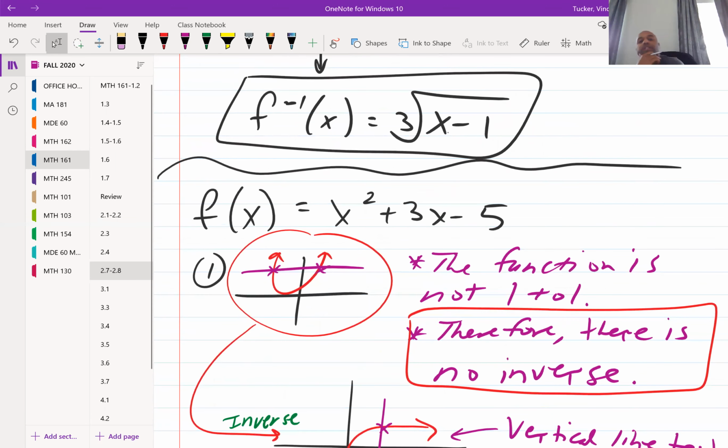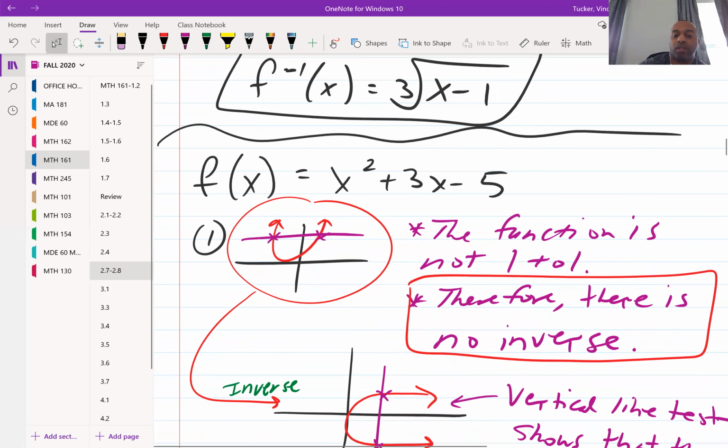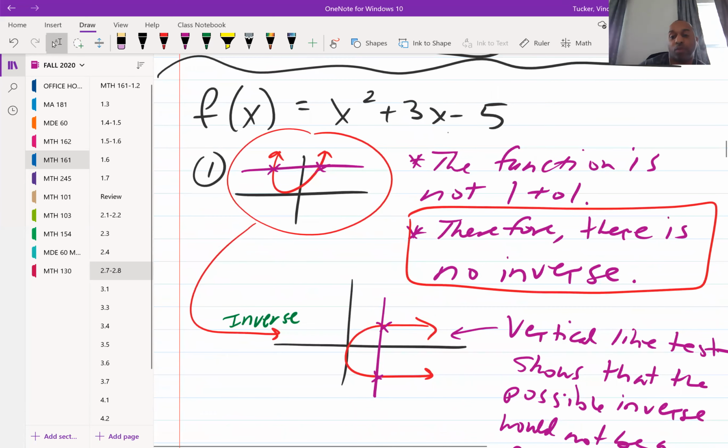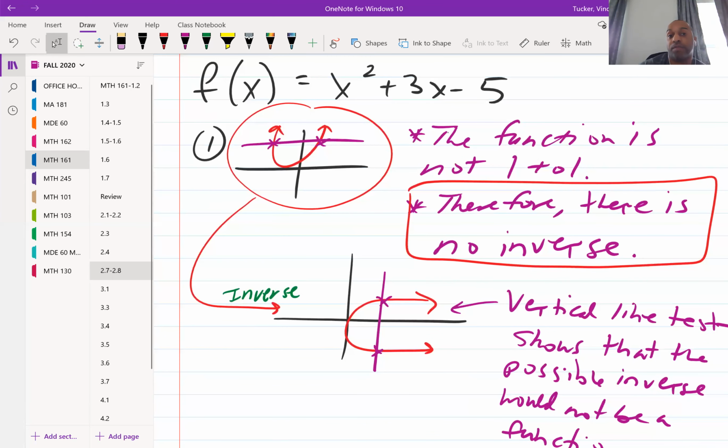All right. So next one, we're looking at f of x is equal to x squared plus 3x minus 5. Once again, the first step is to establish whether the function is one-to-one or not. All right, so that's a parabola. That means the function is not one-to-one. Therefore, there is no inverse. So really, there's no more work to do after that as far as the inverse is concerned.